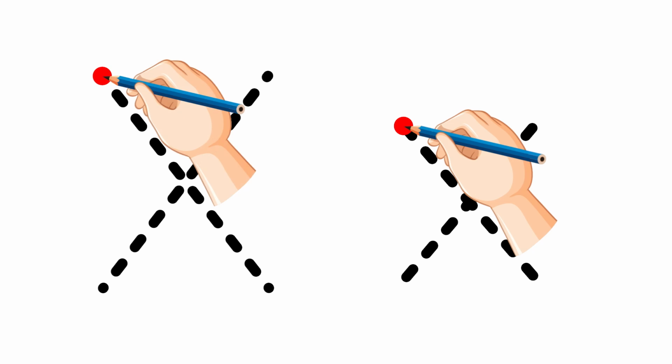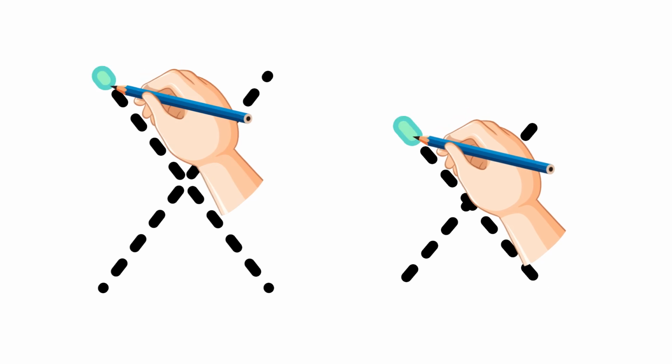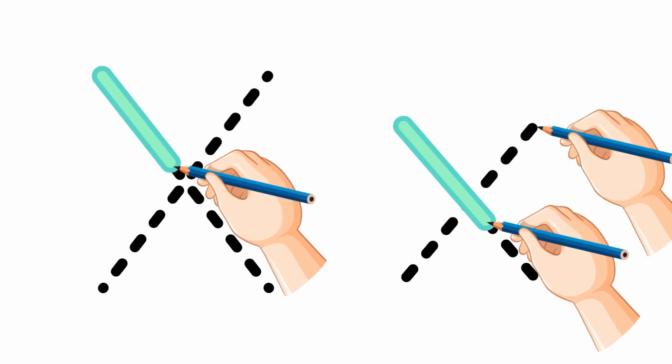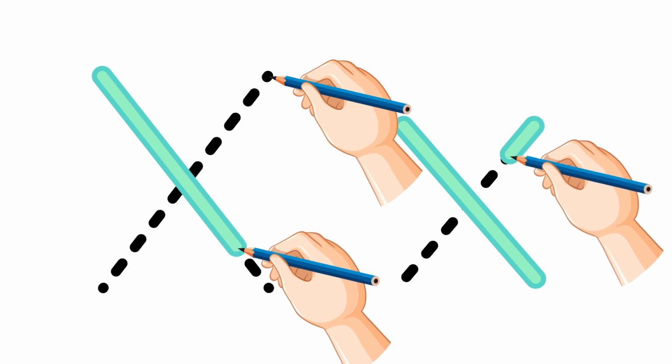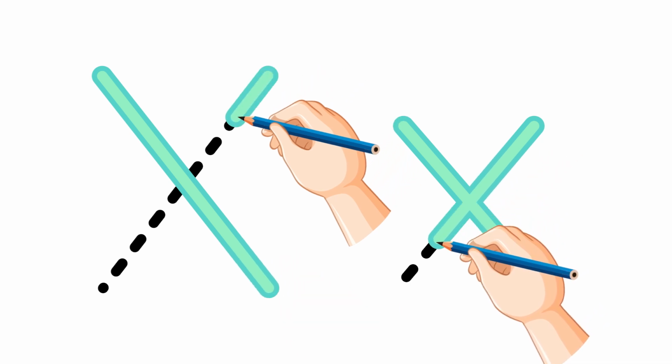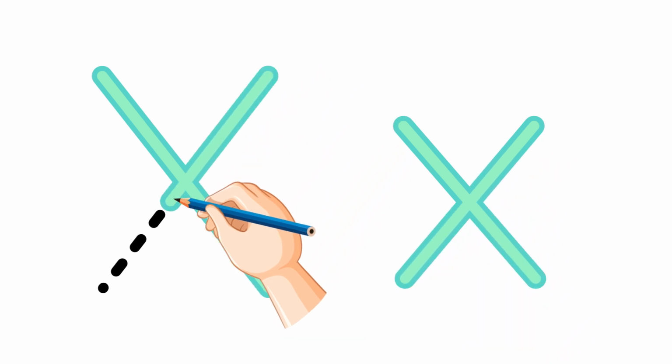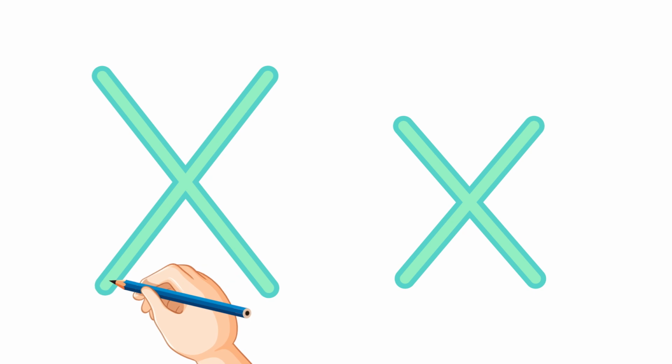Let's learn to write letter X. It's very easy. Can you see the red dot? Place your pencil on the red dot and move it along the other dots. It is very easy. Now, practice writing the capital and small letter.